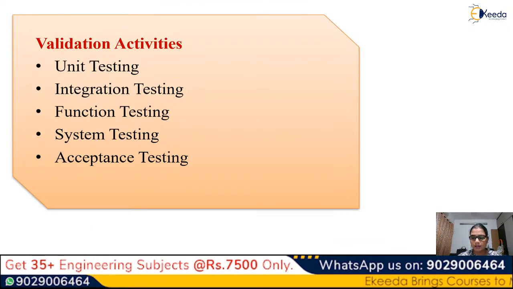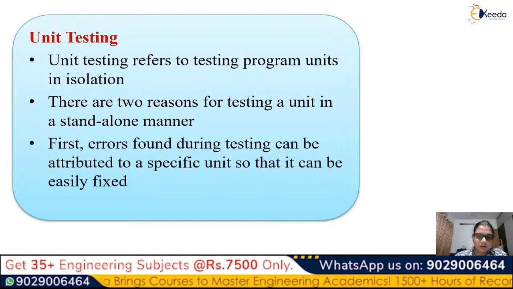Now these are the validation activities like unit testing, integration testing, function testing, system testing, and acceptance testing. So first we'll see unit testing. Now unit testing means only a single pin, correct? If I say two, it would be two pins, but currently it is one. That means one unit. One unit means one piece of code, one single code.